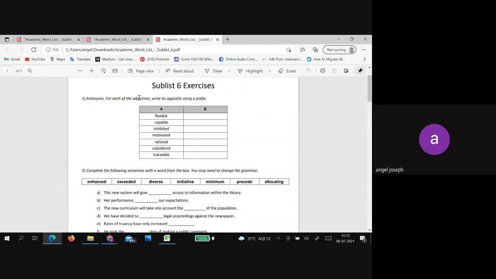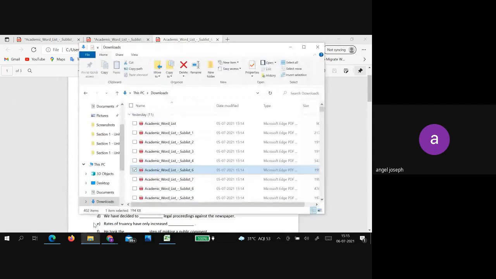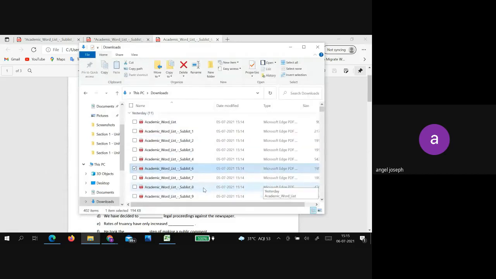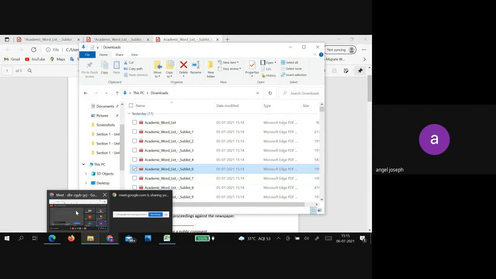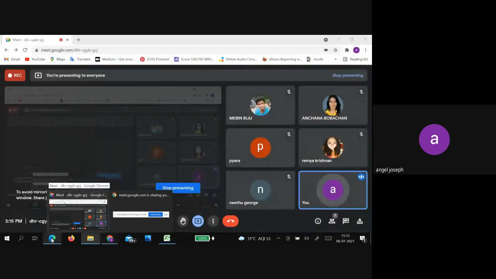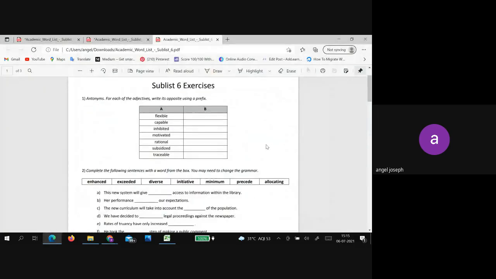Where is sublist 5? One second, please. I didn't download it or what? Okay, give me a tiny bit. Let me just download it. It's there on my other system. Before we do this, I'll also send you sublist 5. Give me a moment, please.